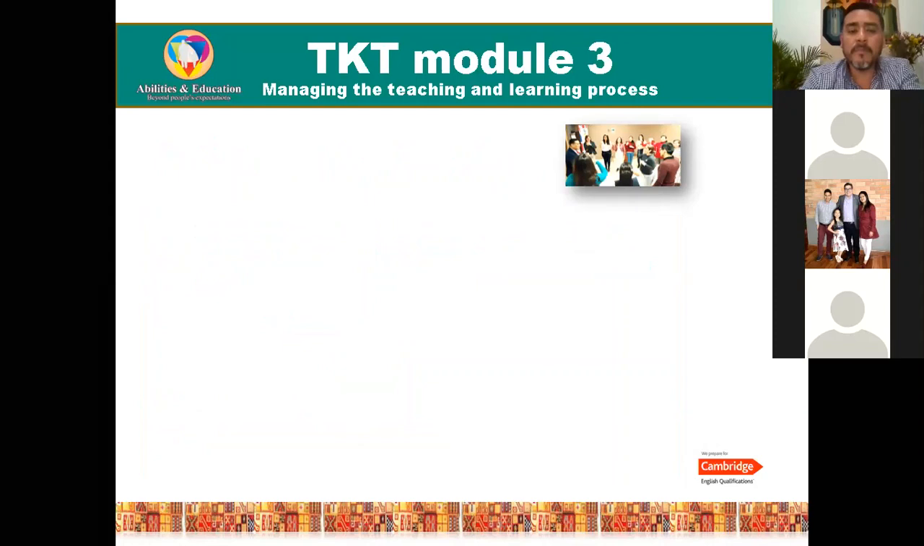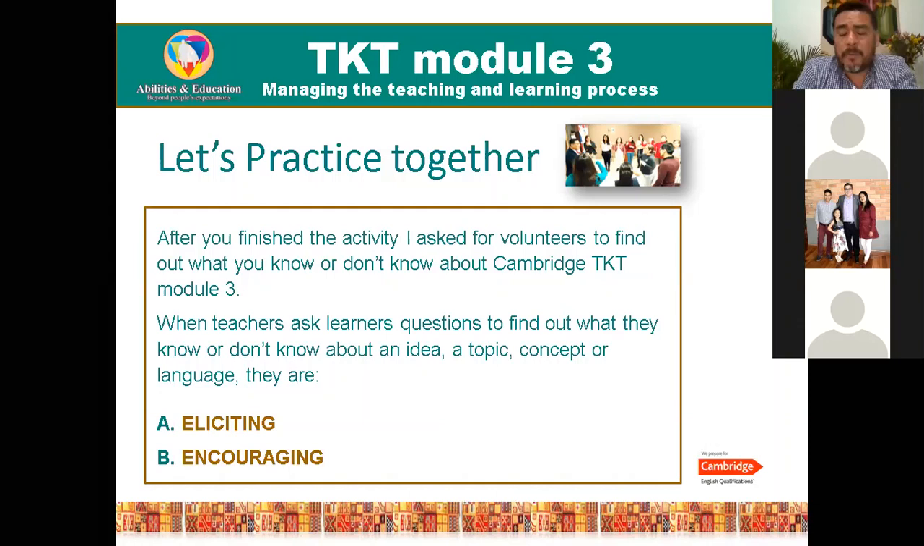After you finish the activity, after you finish with the group work, I ask for volunteers to find out what you know or don't know about Cambridge TKT Module 3. When I show you a slide with a box in the middle and 4 boxes in each corner, I ask for volunteers to let me know what or how much you know about Cambridge TKT Module 3. So when teachers ask students questions to find out what they know or don't know about an idea, about a topic, about a concept or language, they are? Eliciting. Eliciting, good. And I did eliciting today when I said, okay, tell me what you know, all right.